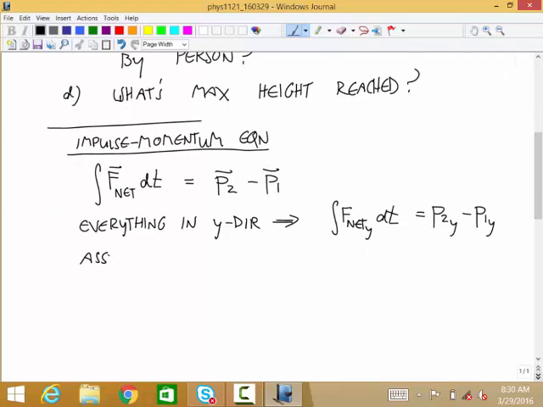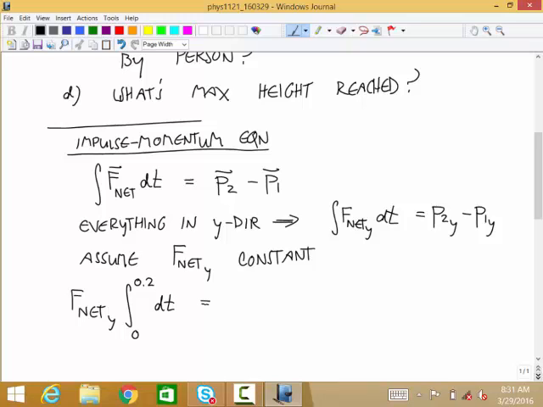And we're going to assume, like we always do on these, that the net force is constant. It's not true. I mean, it's going to be changing, but if you're only calculating the average force, then the way to approach this is to treat it like that force is constant. So you can pull F net y out of the integral because it's constant, and we're integrating over the time 0 to 0.2 dt.